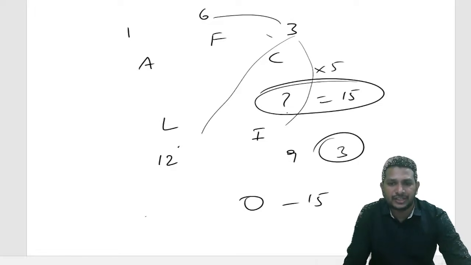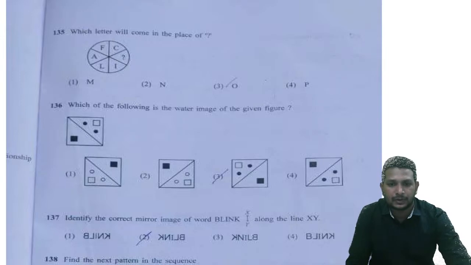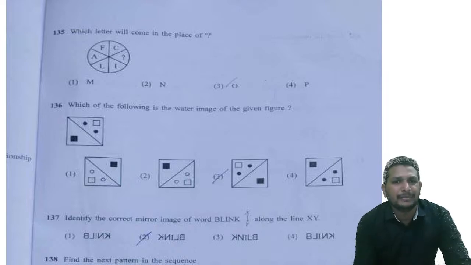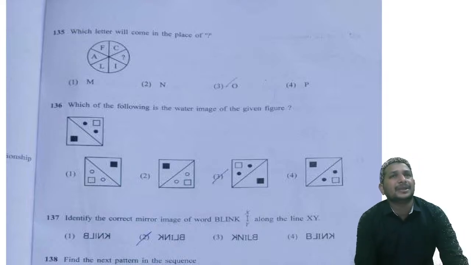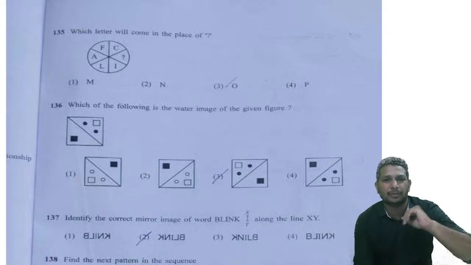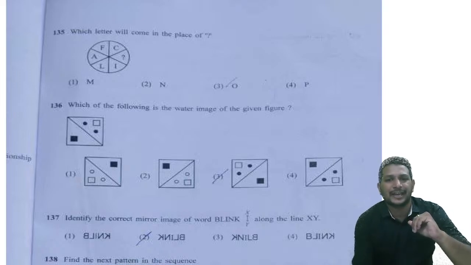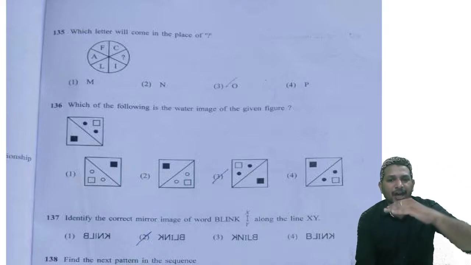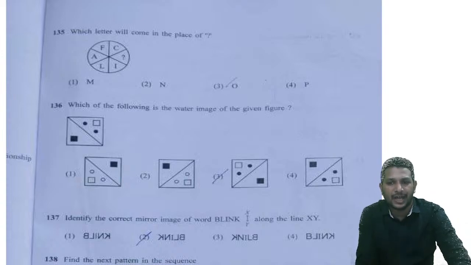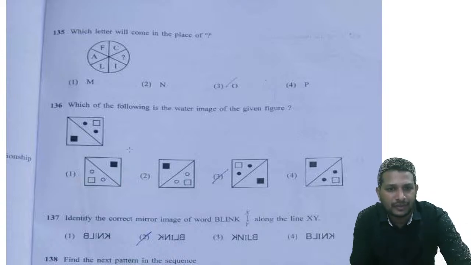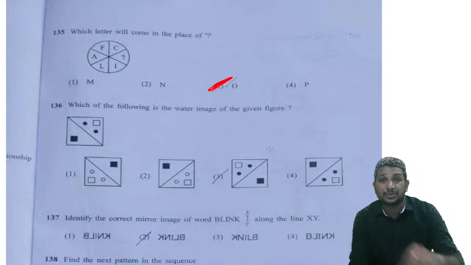Let's see the next question. This is also diagram based, but directly they're asking this water image, right? Water image, always we know this water image is all about the top changing to bottom and bottom changing to top. So if you look at the diagram, the top one will come down, I mean the bottom. So now, if you look at this diagram carefully, 135 question option 3, okay?